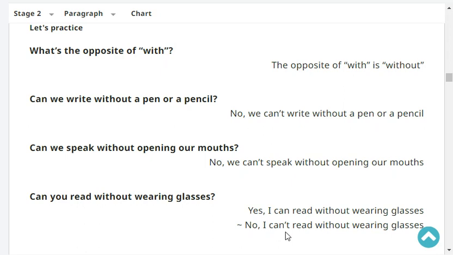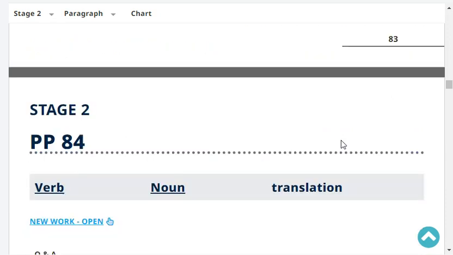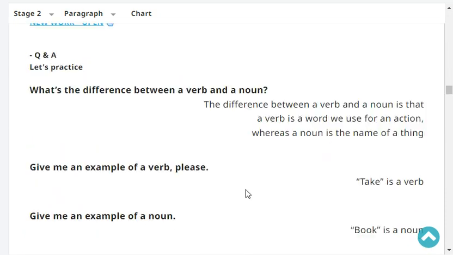Can you read without wearing glasses? Yes or no? No, I can't read without wearing glasses. Very good. Okay.